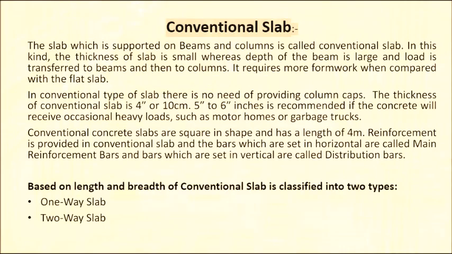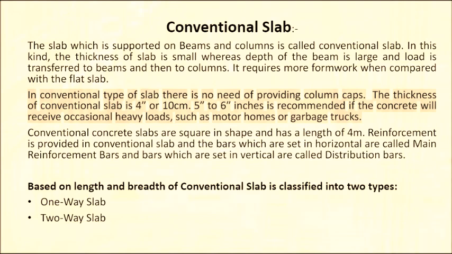Conventional slab. The slab which is supported on beams and columns is called a conventional slab. In this kind, the thickness of slab is small whereas the depth of the beam is large, and load is transferred to beams and then to columns. It requires more formwork when compared with the flat slab. In conventional type of slab there is no need of providing column caps.